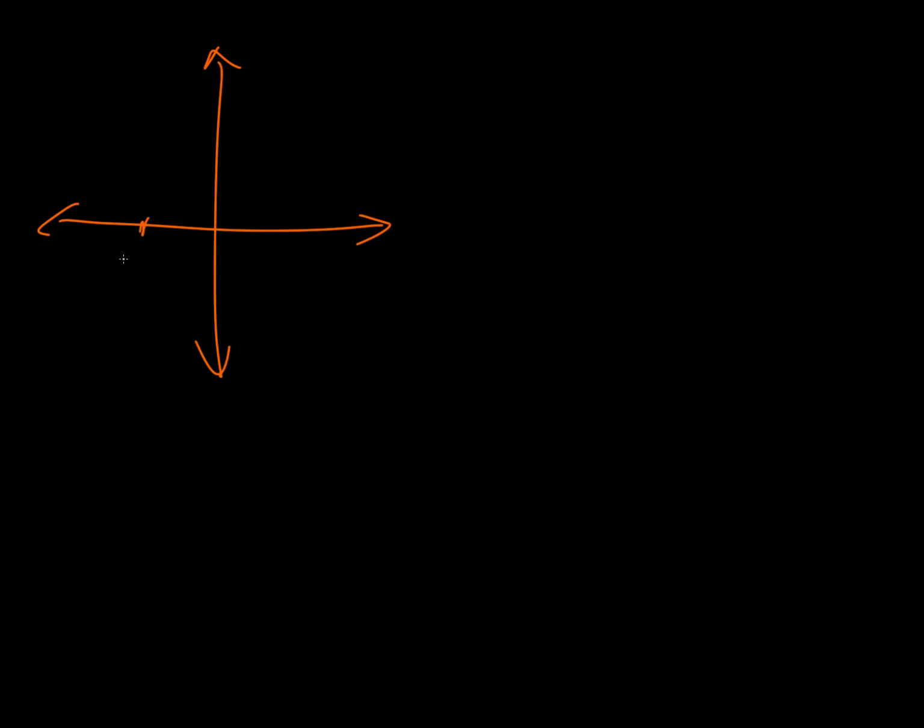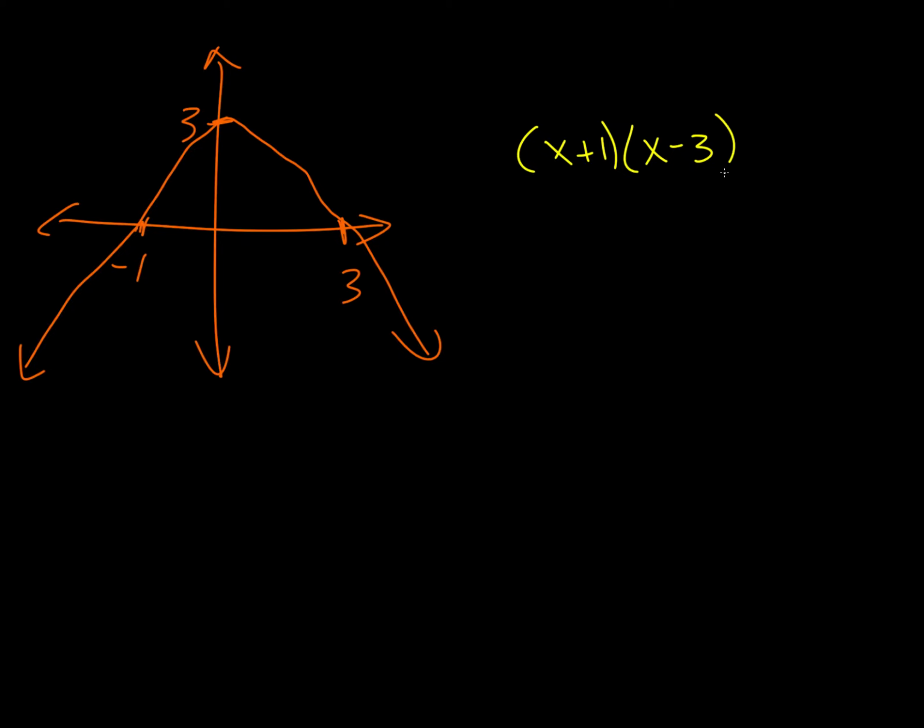Alright, so they give us an x-intercept at -1, a y-intercept at 3, and another x-intercept at 3. If you're ever given the x-intercepts, that's the best place to start. So we know it's x plus 1 and x minus 3. You're always going to change the signs when you put it into factored form. And we know that there could be a scale factor right here.